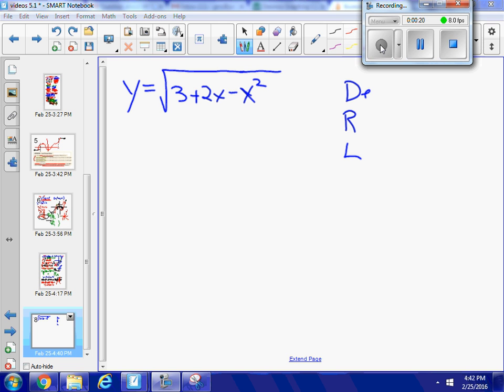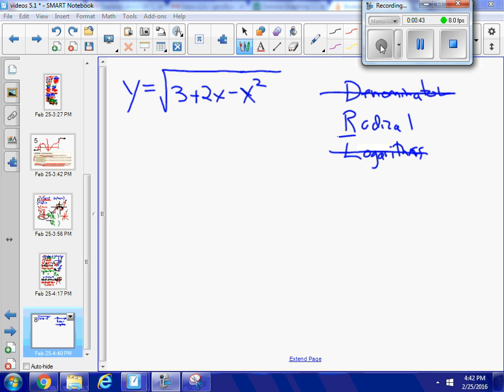So: denominator, radical sign, logarithms. Criteria to see if I have any domain restrictions. Well, I don't see any denominators in this function, and I don't see any logarithms.